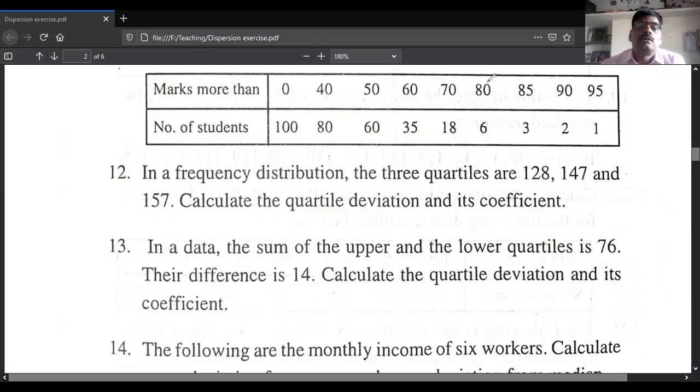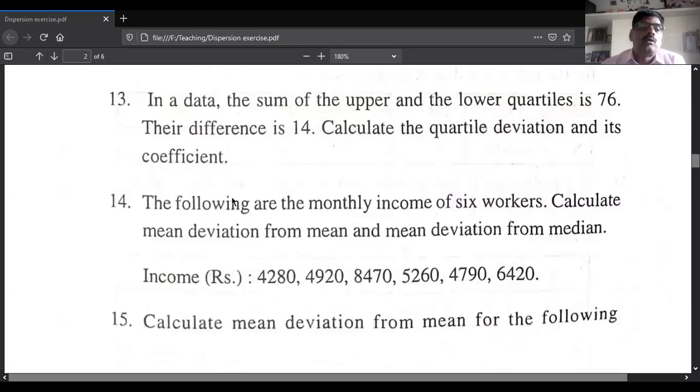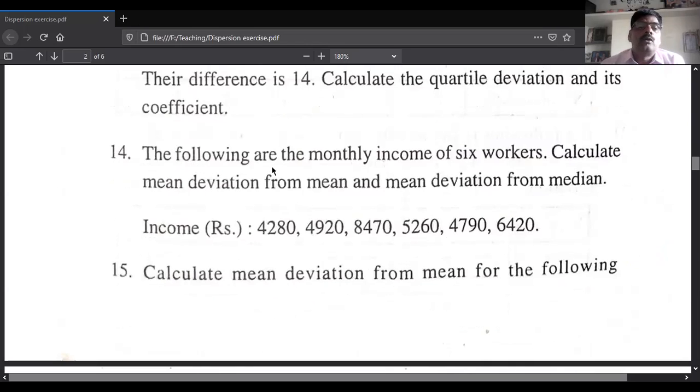And next is number 14. The following is the monthly income of 6 workers. The 6 workers' incomes are given. Calculate mean deviation. The above examples are based on quartile deviation; I explained and solved some questions, and you solve the remaining. These problems are based on mean deviation. Today I'll take mean deviation: how to calculate it and what it is.